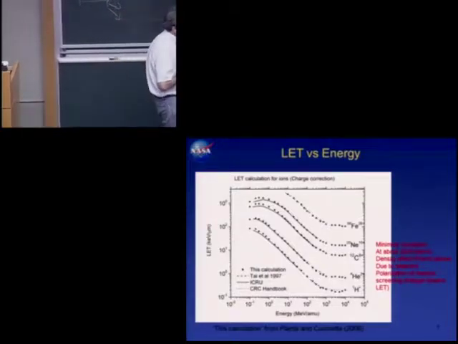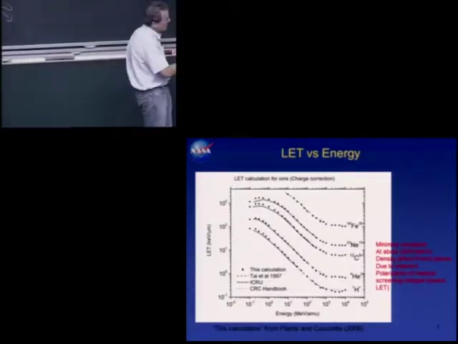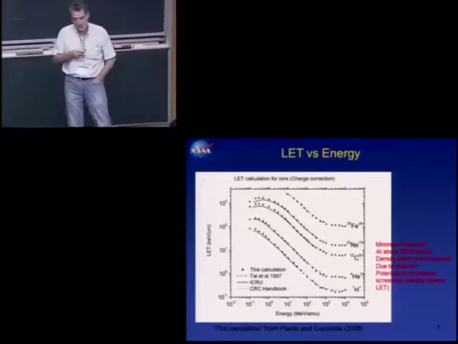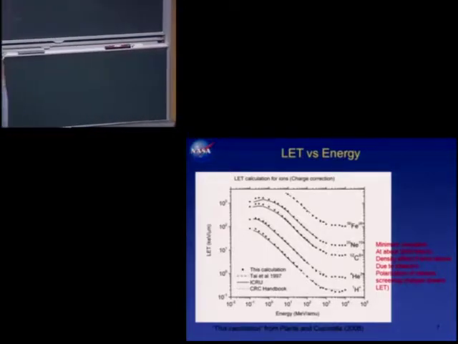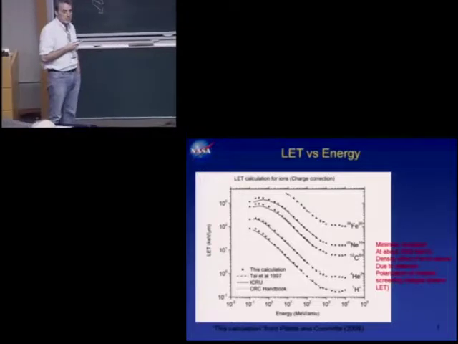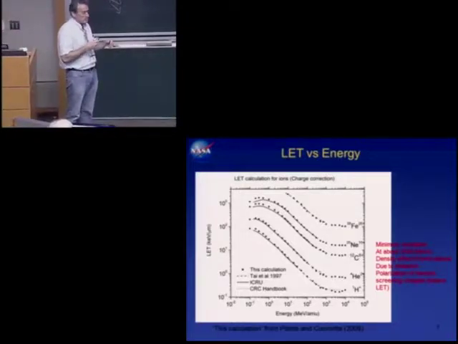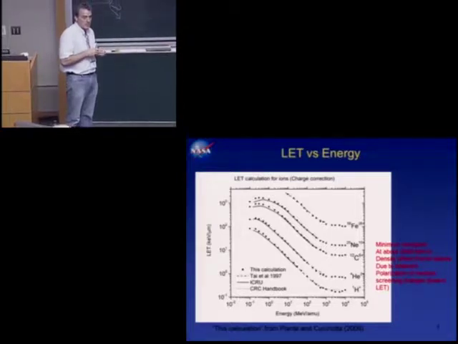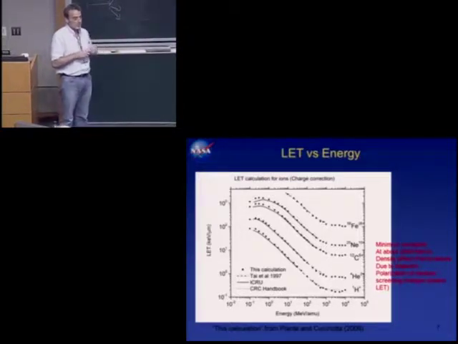And you can see what happens: why does the LET go up as the energy goes down? Does anybody remember why that would happen? So what you had to think about. No, this doesn't have to do with secondaries. It just has to do with, you have a particle coming in, it doesn't have any electrons, just a nucleus. It's going to interact with a target atom. So what's really going on is it's the velocity of the orbital electrons of the target atom.